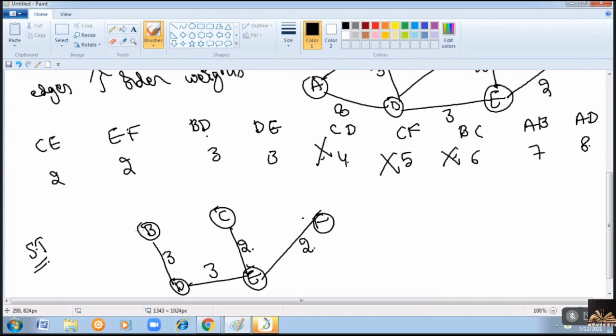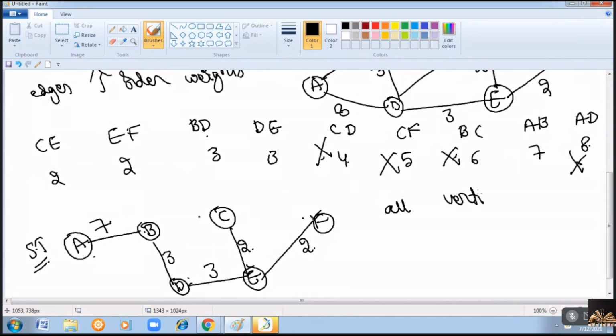Next A to B with 7. Next is A to D. If I add A to D, then also a cycle will be formed. So these 4 edges should not be included. Now check whether all the vertices are visited or not. A, B, C, D, E, F. So all the vertices are visited.